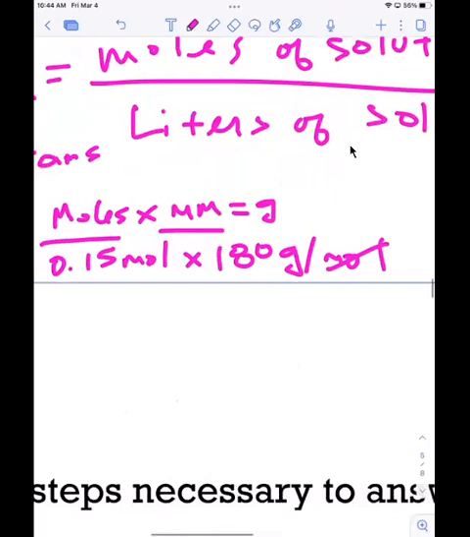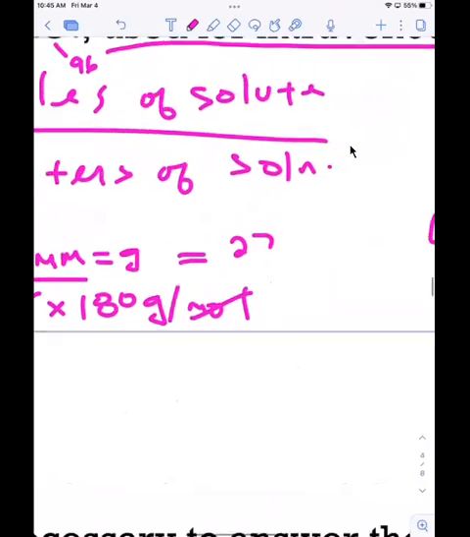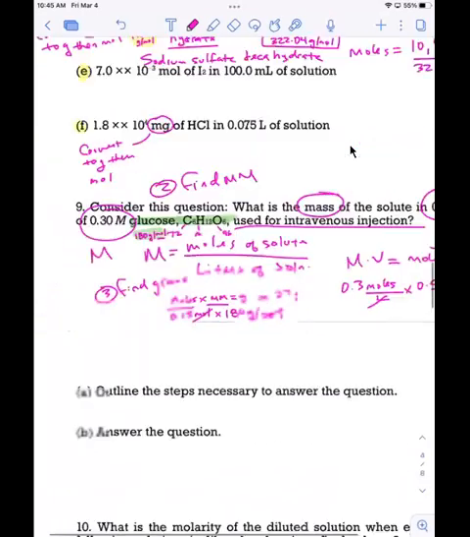The moles are going to cancel. Is that right? It should be something like 27 grams. Yeah, 20 something. Yep. These are 27 grams. All right. Any questions about that?